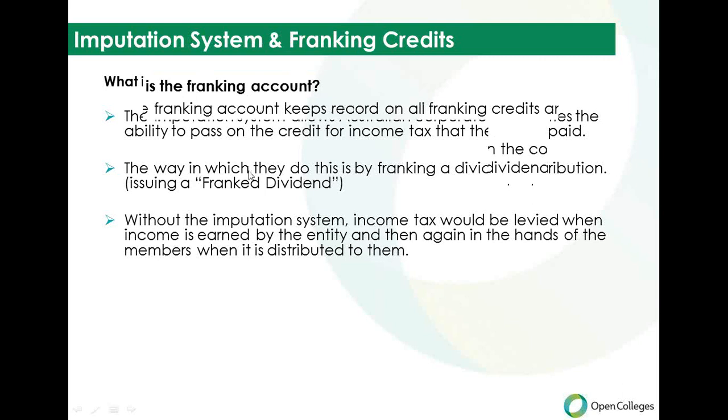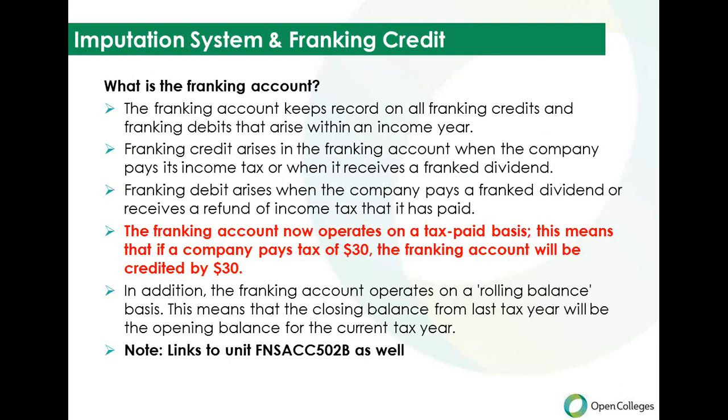Now remember that the franking account operates on a tax paid basis. So if a company pays tax of $30, the franking account is credited by $30. In addition, the franking account operates on a rolling balance, which means you've always got to bring forward the closing balance from last year as the opening balance for the current year. You can never have a debit balance at year end. It always has to be a credit balance. We don't have to go into it in this unit, but if you have a debit balance, you've got franking deficit tax to pay. Note that this topic is also very prominent in FNSACC601B as well, so you will refer to this when doing your other assessments there.